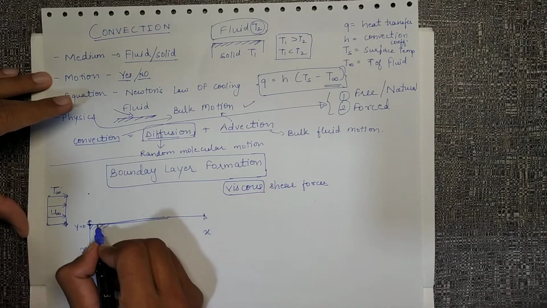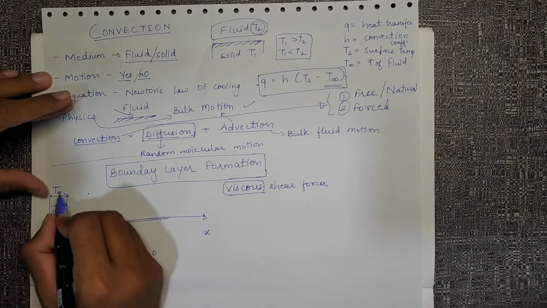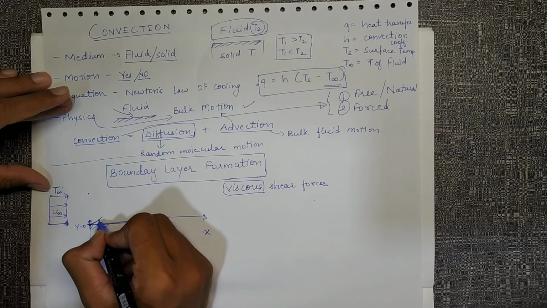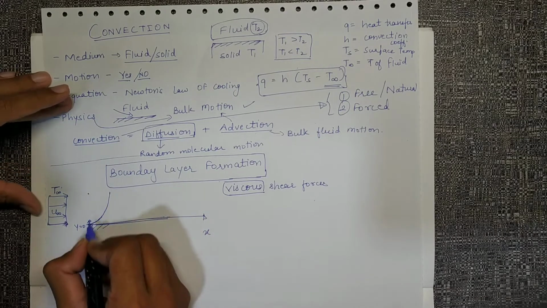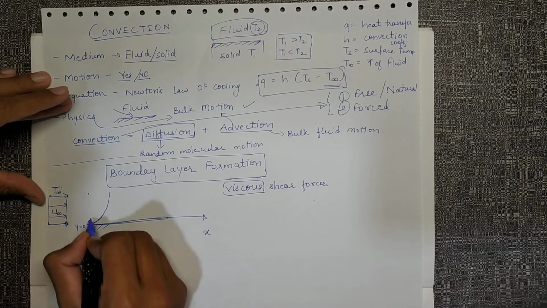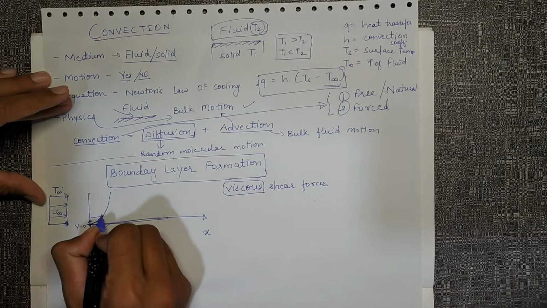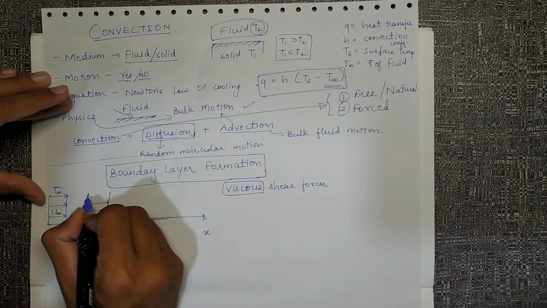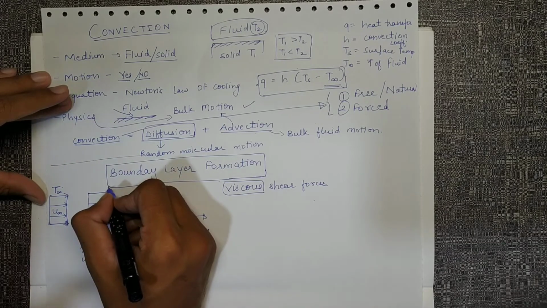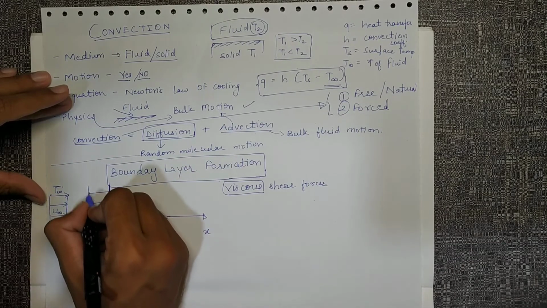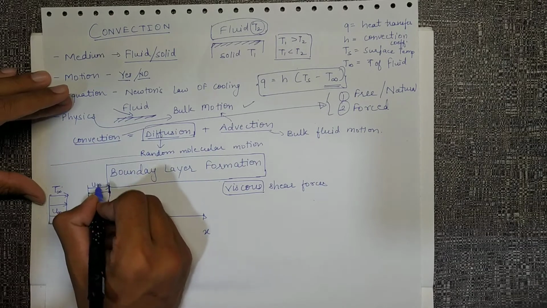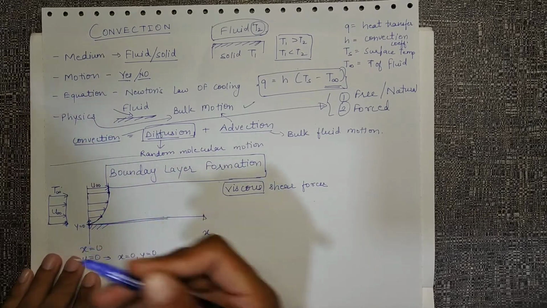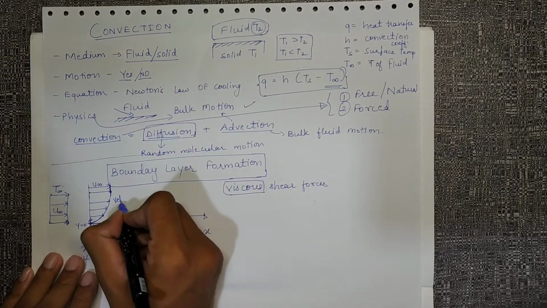So a velocity profile which is uniform like this will change to a velocity profile which is slightly parabolic. So at this point the velocity is 0, and as we go away from the surface, the velocity keeps increasing, and at some height the u infinity is attained. And so this was the velocity profile.